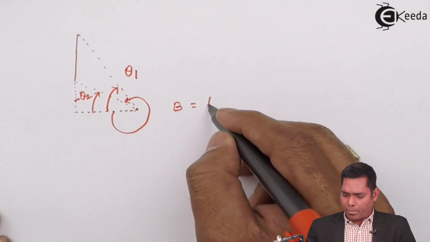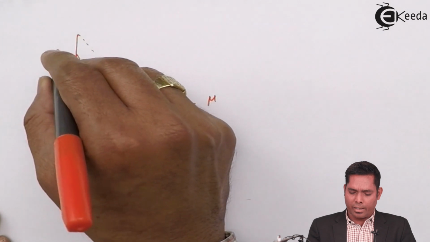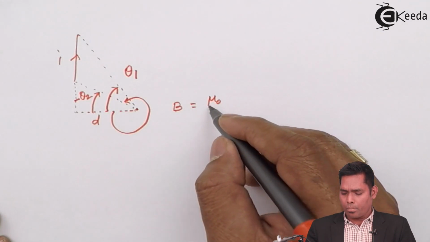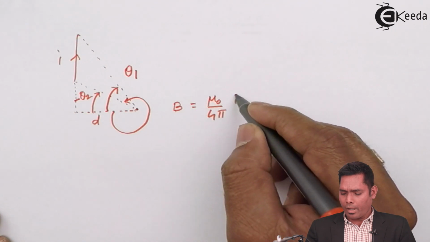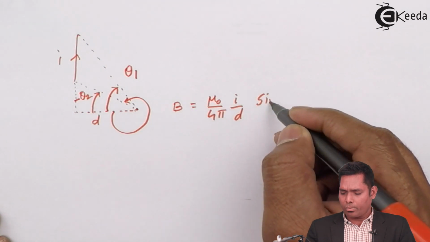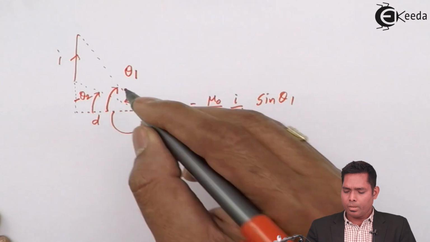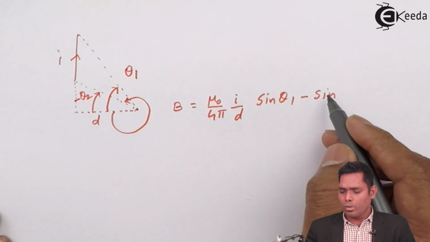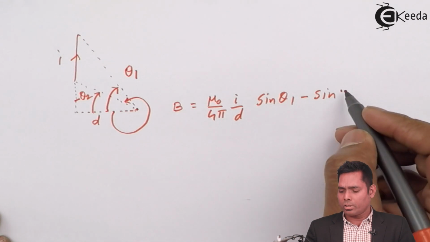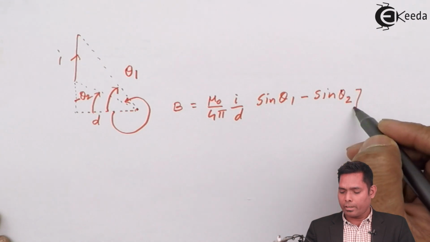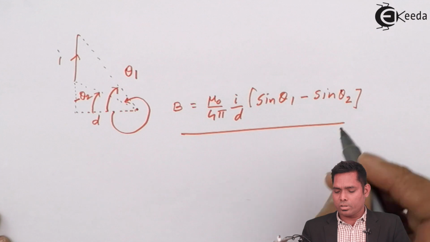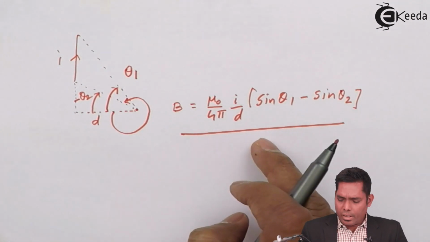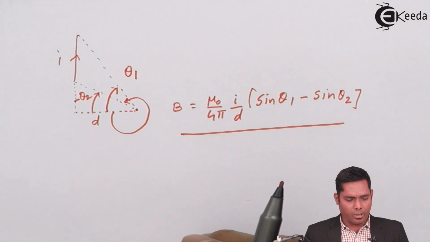So for this situation, if the current is I, the distance still remains d, then mu 0 upon 4 pi, I over d, sine of theta 1 is no problem, but theta 2 will become negative. It is minus sine theta 2, and sine is an odd function, so it will become negative. This is the situation, and exactly this situation is considered here.